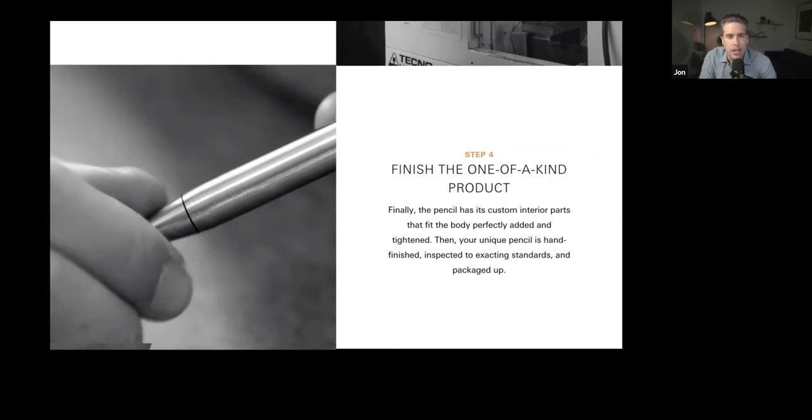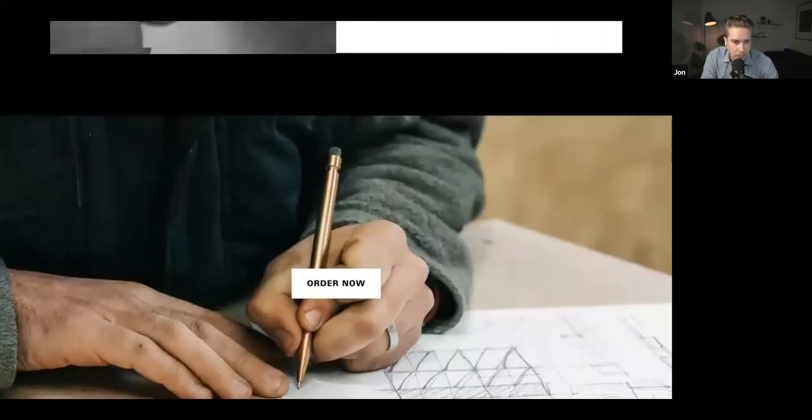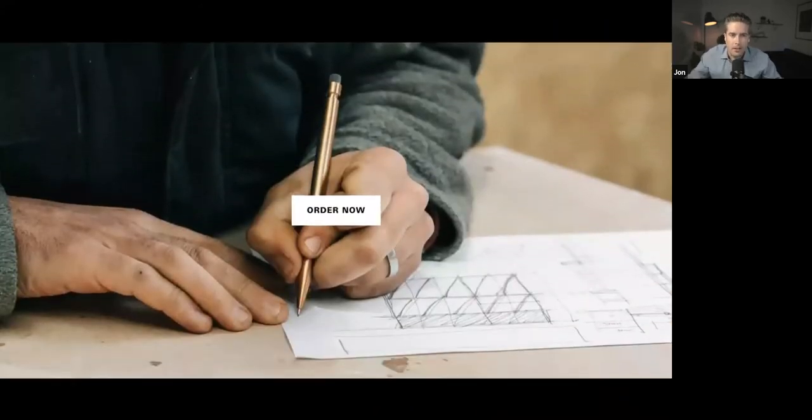So next scroll here, we get this panel and all of a sudden it's just like, okay, buy me, order now. And I'm like, well, I still don't know how much it is.